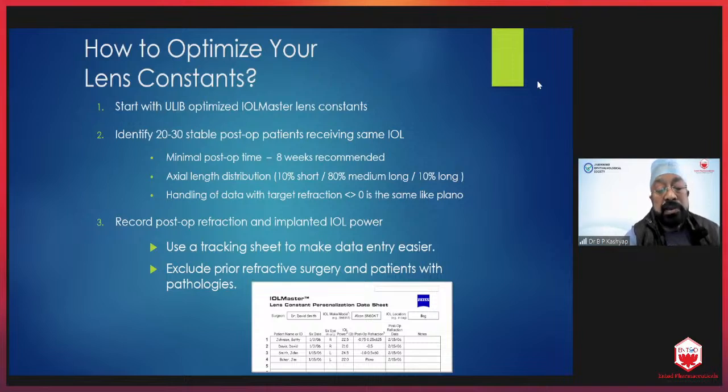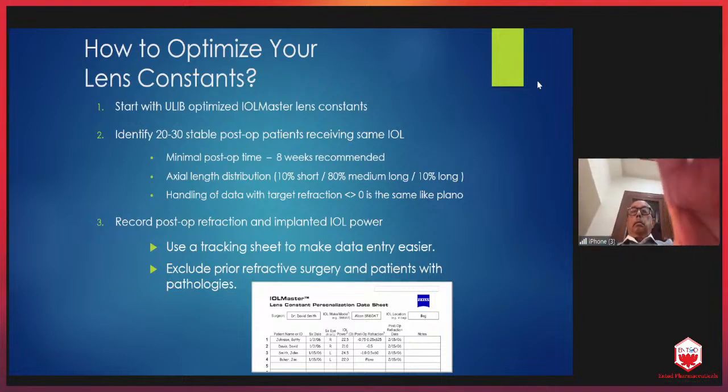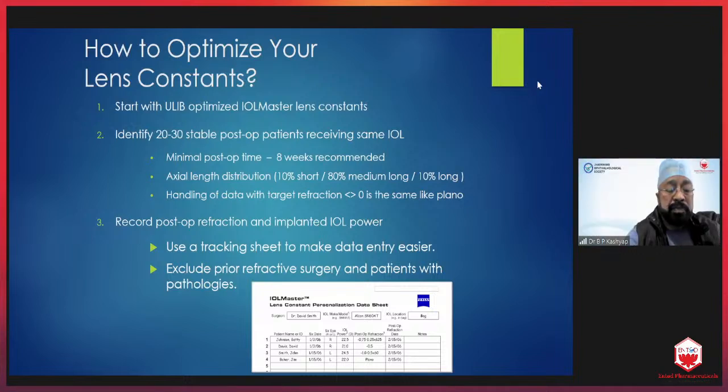Record the post-op refraction and the implanted IOL. What you do is use a tracking sheet to make data entry easier. Exclude prior refractive surgery. While you're doing this, you have to exclude the prior refractive surgery and patients with other pathologies or any other complication during the operation or any other problems.